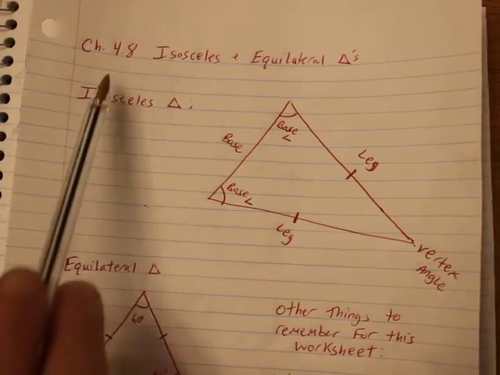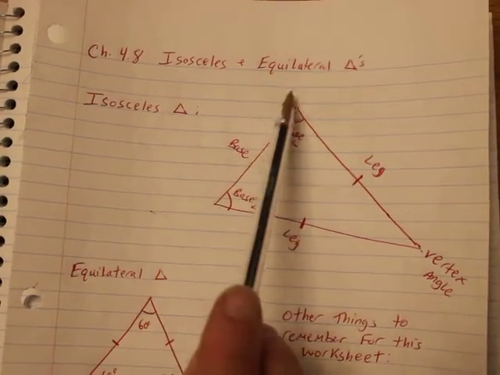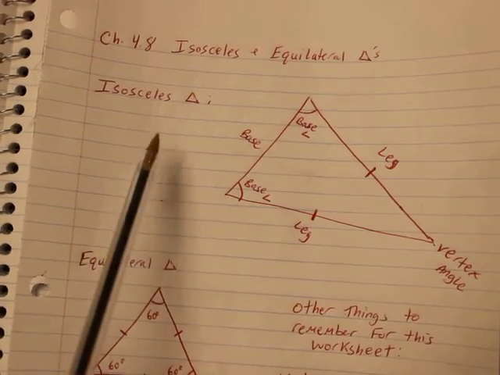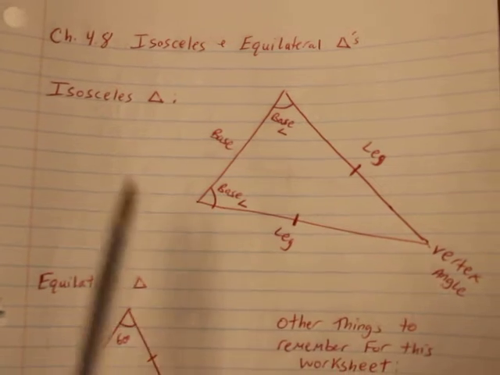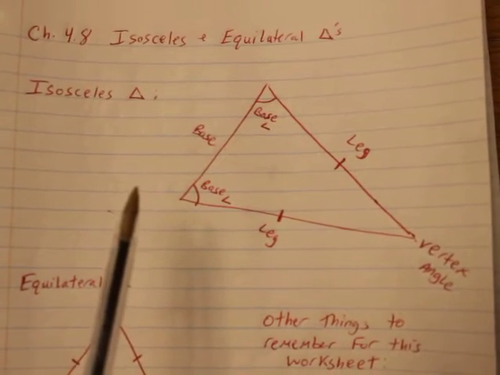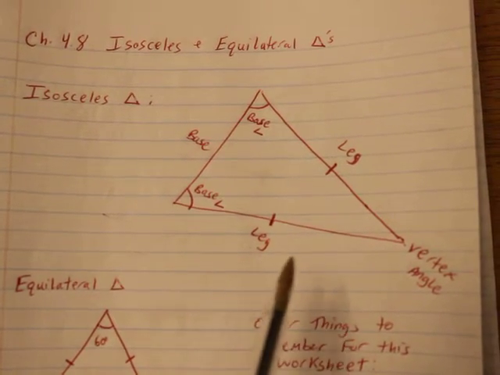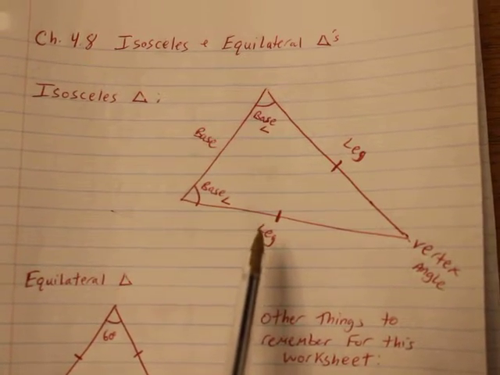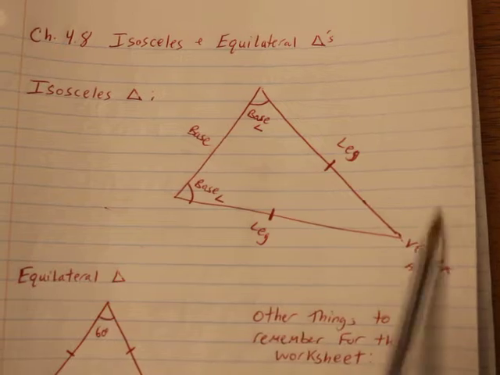So here is chapter 4.8, Isosceles and Equilateral Triangles. What is an isosceles triangle? An isosceles triangle is a triangle that has at least two congruent sides. So if an isosceles triangle has exactly two congruent sides, then it would look like this picture here.